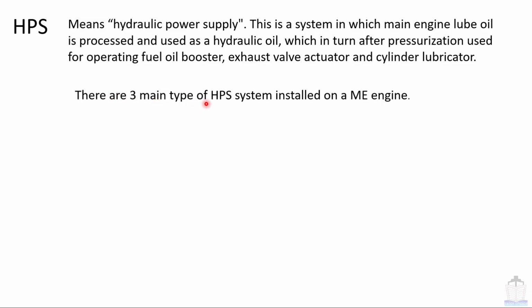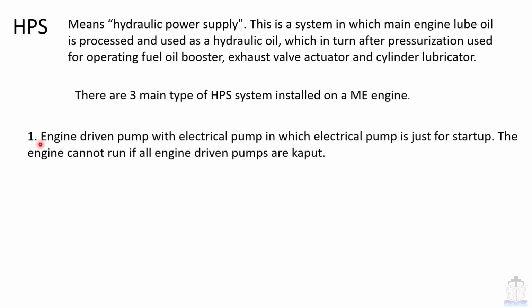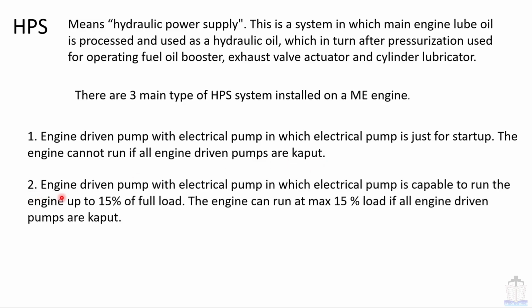There are three main types of HPS system installed on an ME engine. First one is engine driven pumps with an electrical pump, in which the electrical pump is just for startup. The engine cannot run if all engine driven pumps are kaput. Second one, engine driven pumps with an electrical pump, in which the electrical pump is capable of running the engine up to 15% of full load. The engine can run at maximum 50% load if all engine driven pumps are kaput.